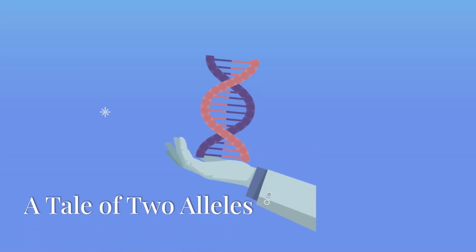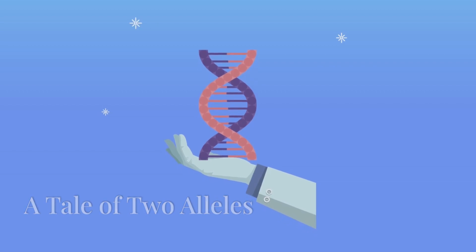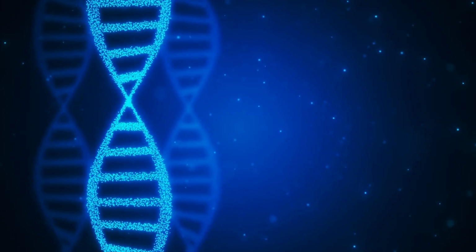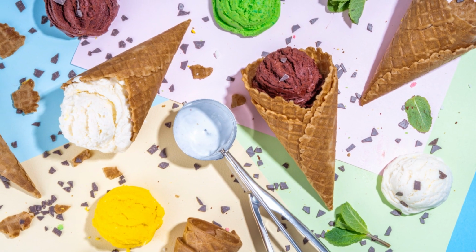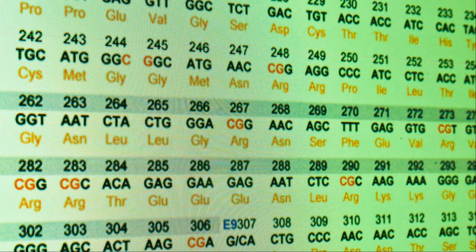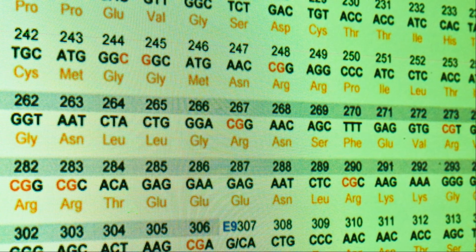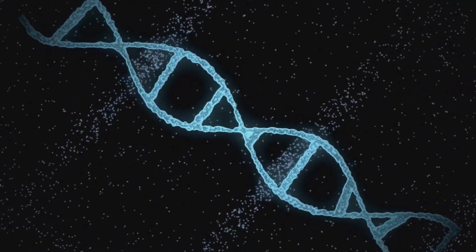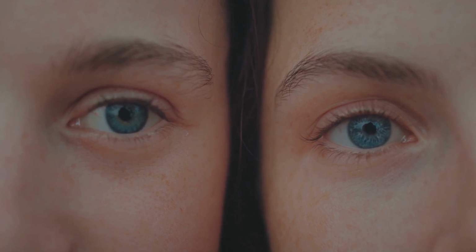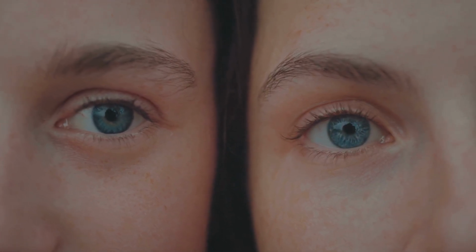Dominant and recessive: a tale of two alleles. Genes can have different versions known as alleles. These alleles, like different flavors of ice cream, offer variations on a theme. Some alleles are dominant, meaning they exert their influence even when paired with a different allele. Others are recessive, their effects masked by the presence of a dominant allele.